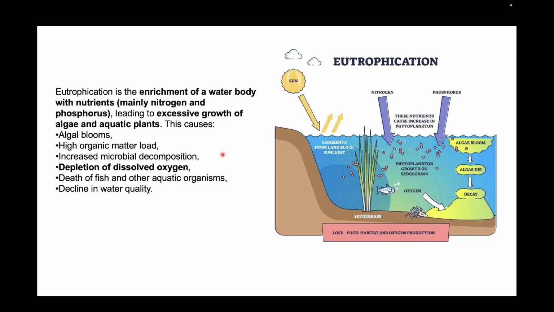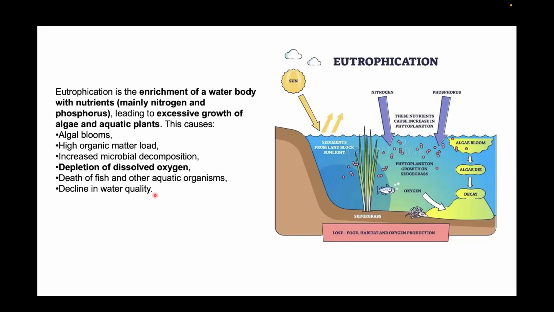Eutrophication is the enrichment of a water body with nutrients, mainly nitrogen and phosphorus, leading to excessive growth of algae and aquatic plants. As a result, there are algal blooms, high organic matter load, increased microbial decomposition, depletion of dissolved oxygen, death of fish and other aquatic organisms, and decline in the water quality. So, this is what eutrophication is.